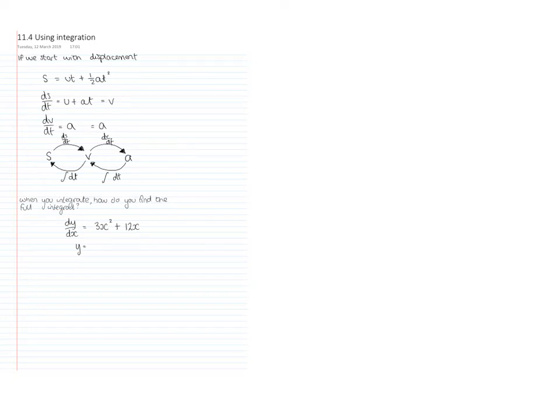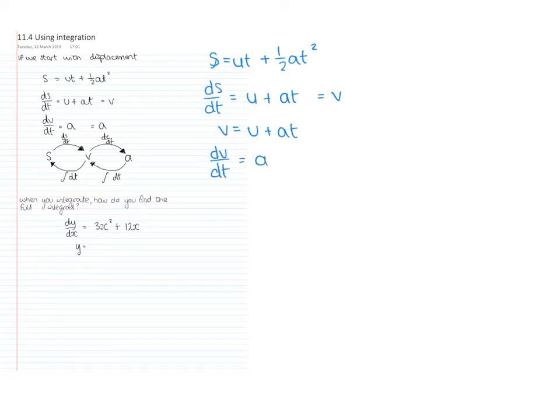Right, so we have previously talked about how if you start with an expression for displacement, and we just use as an example our constant acceleration formulae, we know that if you differentiate that with respect to time, you get u plus at, which we know is equal to v. And we've said again, if you start with an expression for v, if you differentiate that with respect to time, you get an expression for a.